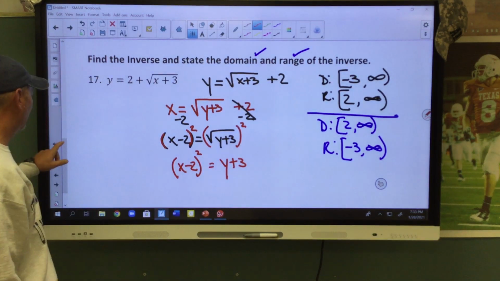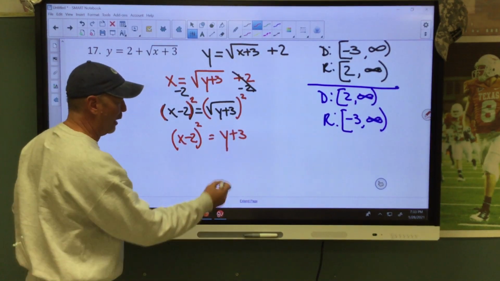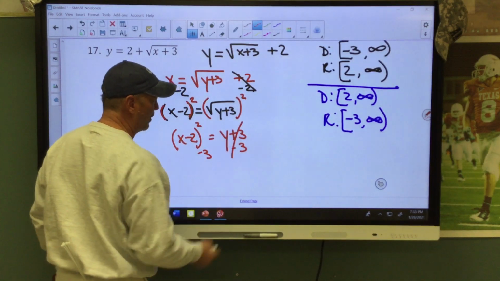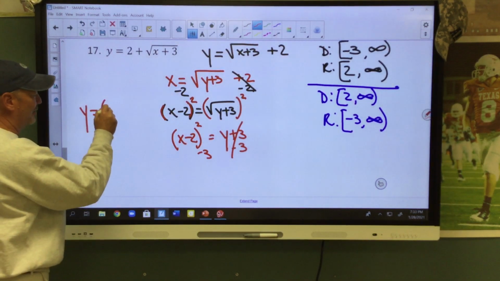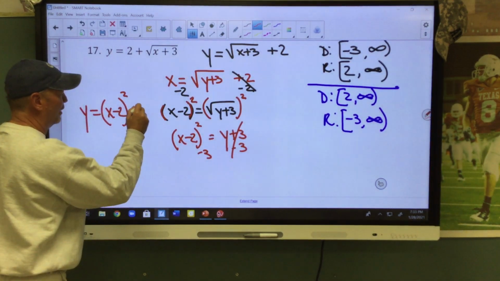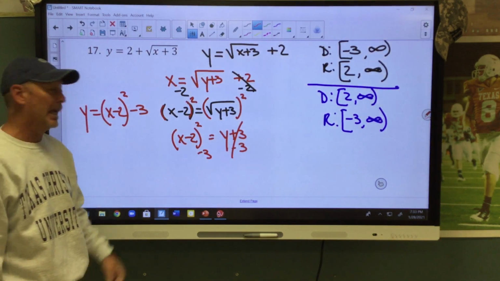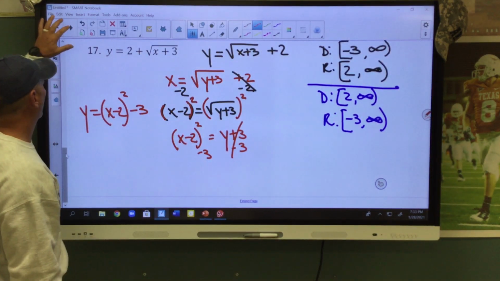I only have one step left. I need to move the 3 to the other side. I will go minus 3, this will cancel. My final answer should be y equals (x minus 2) squared minus 3. There is the inverse, okay? And we've already found the inverse domain and range. All right, let's go to another problem.